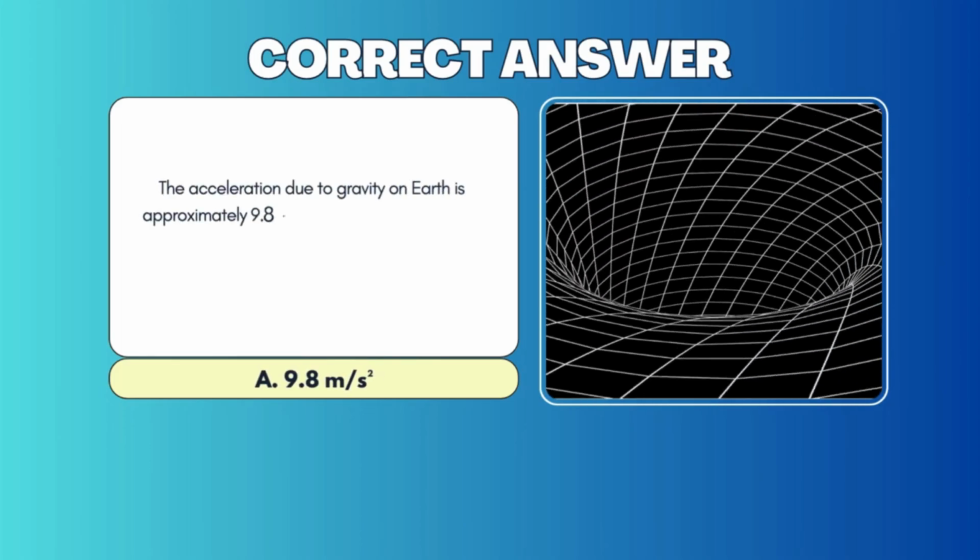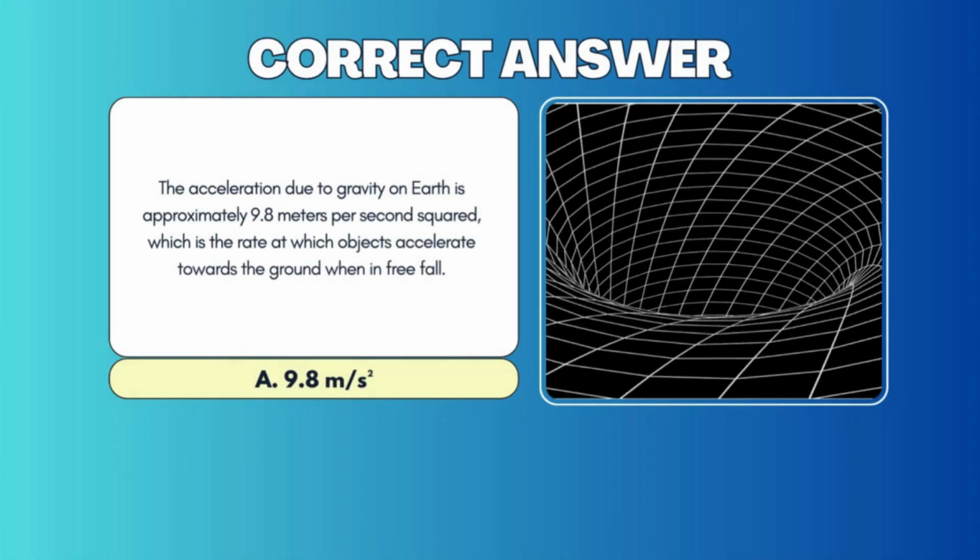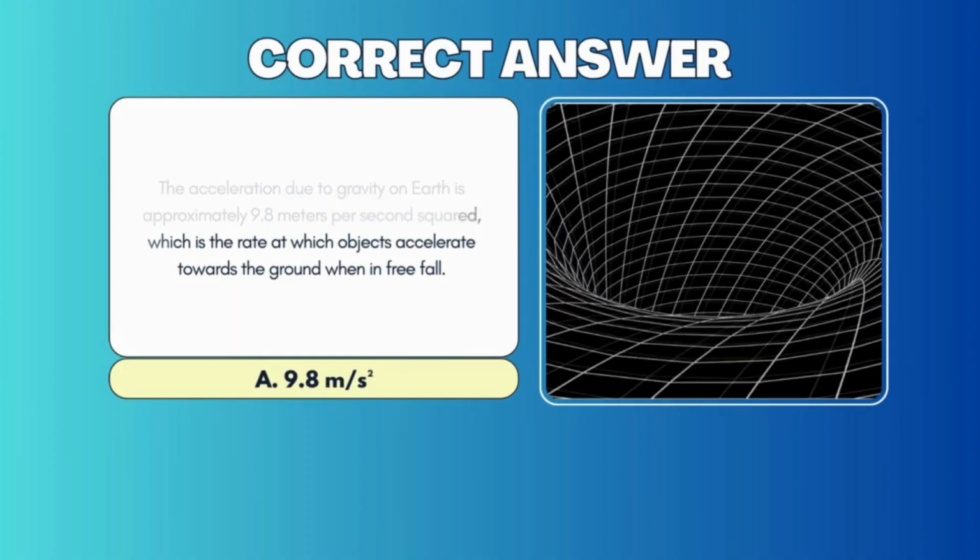The correct answer is 9.8 meter per second squared. Why option A is the correct answer is because the acceleration due to gravity on Earth is approximately 9.8 meters per second squared, which is the rate at which objects accelerate towards the ground when in free fall.